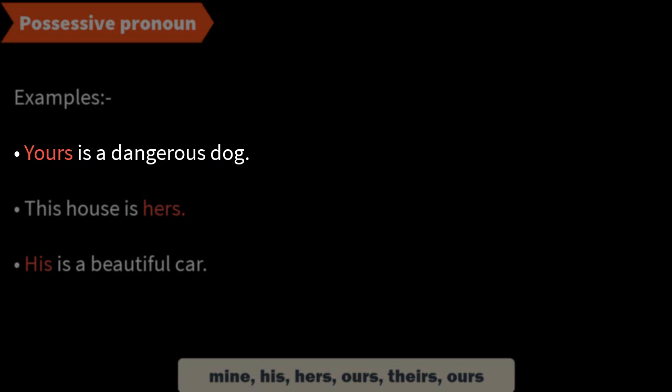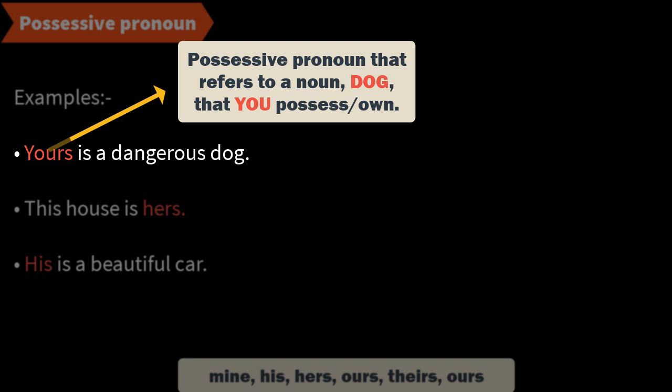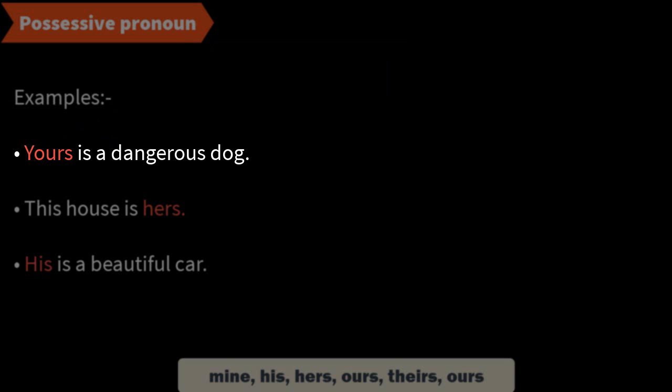Yours is a dangerous dog. When I say yours, I'm referring to the dog that belongs to you. The dog that belongs to you is a dangerous dog. Not every dog is dangerous. The dog that you have is a dangerous dog. Okay? So the noun that this possessive pronoun refers to is present in the sentence.